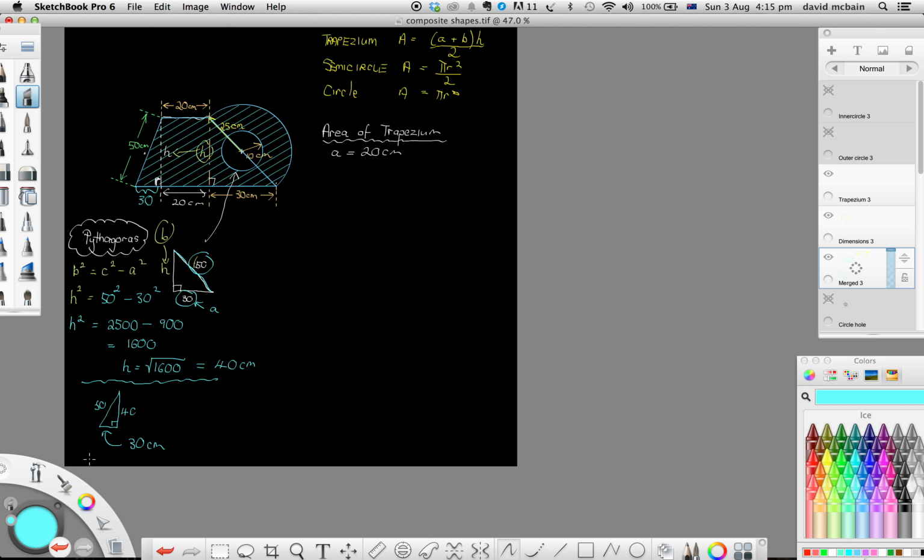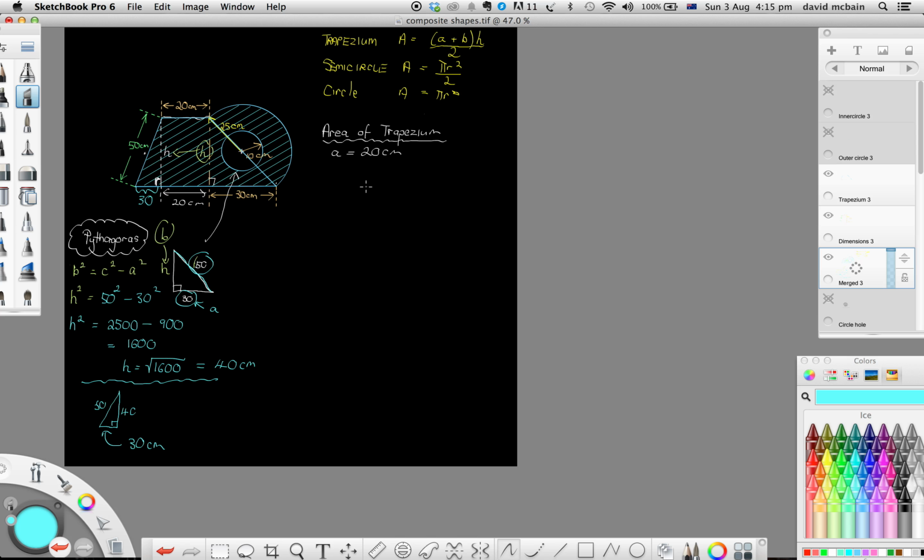By the way, the calculation for this is going to be very similar to this calculation. It'll be 50 squared, instead of minus 30 squared, it'll be minus 40 squared. So come and see me, or stop the screencast, sorry, and come and see me if you still want help with this particular calculation.